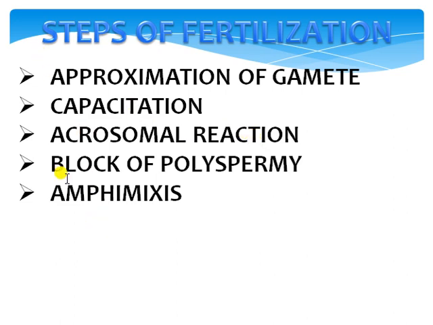These are the steps commonly found during the process of fertilization between the male and female gamete. First step is approximation of gametes. Second step is capacitation. Third step is acrosomal reaction. Fourth step is block of polyspermy, and fifth step is amphimixis. One by one, we will start discussing them now.